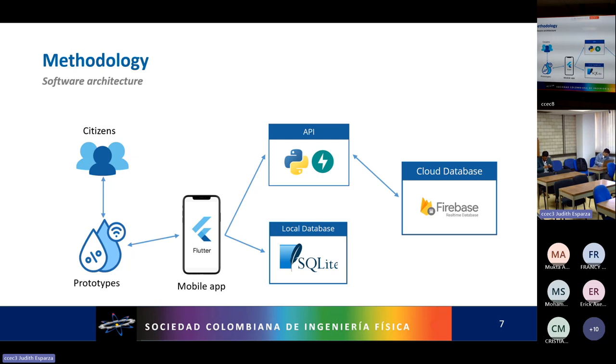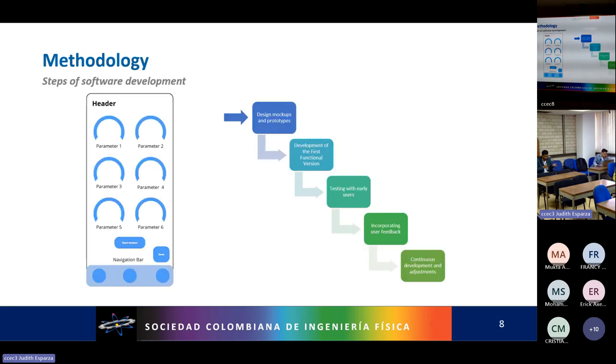If the mobile phone doesn't have a stable connection to the internet, the user can save the data in a local database, and when the connection is stable, the data syncs to the cloud database. And finally, all citizens can access the web application where they can see the different measurements in their location.